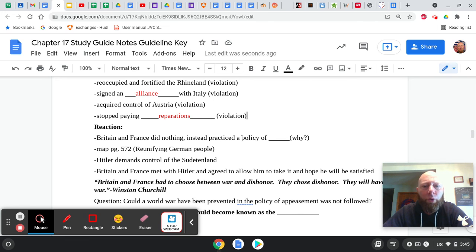Okay, here's the big word that we want to take from this lesson: what the world did about it. All right, Britain, France, and us, pretty much everybody in the world, did nothing. Instead, they practiced a policy we call appeasement. Appeasement is when you let a bully get away with something, hoping that they'll be satisfied and hoping they'll stop.